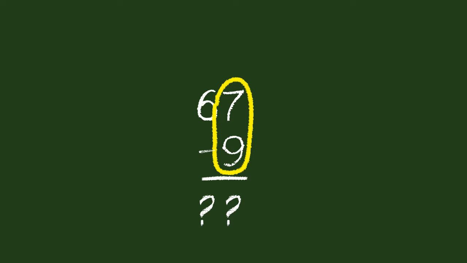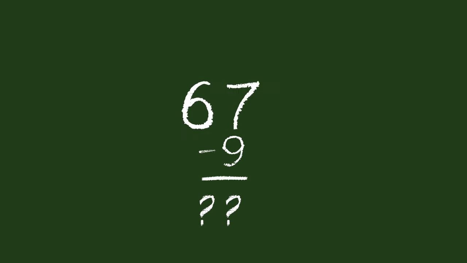Now we have 67 minus 9. Again, we will subtract the numbers in the ones column first, but here we run into a little problem as we are subtracting 9 from 7 in the ones column. 9 is larger than 7. What do we do? What we do is called borrowing in subtraction.